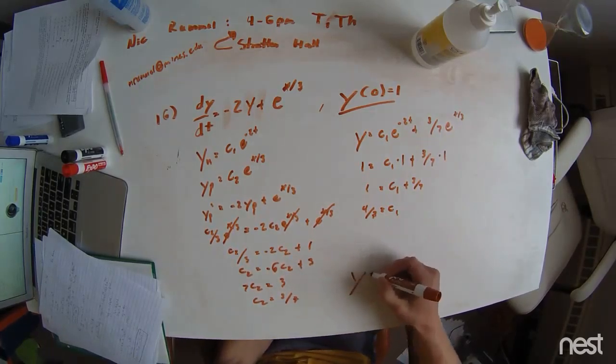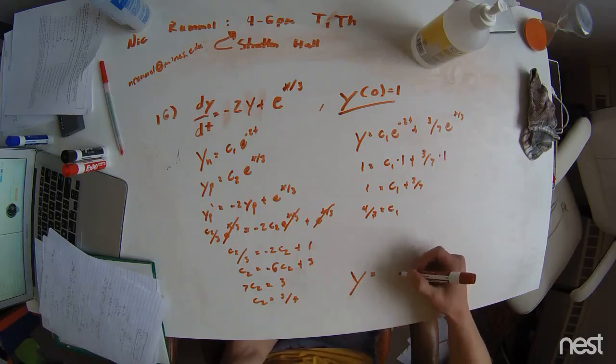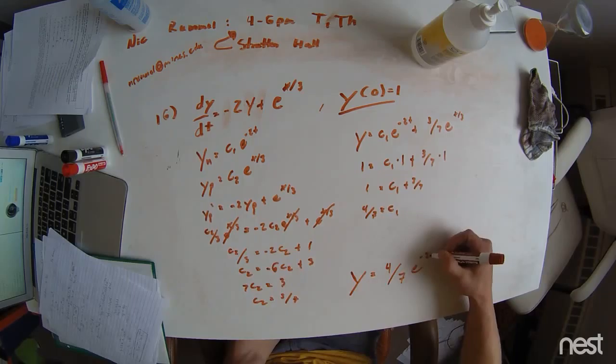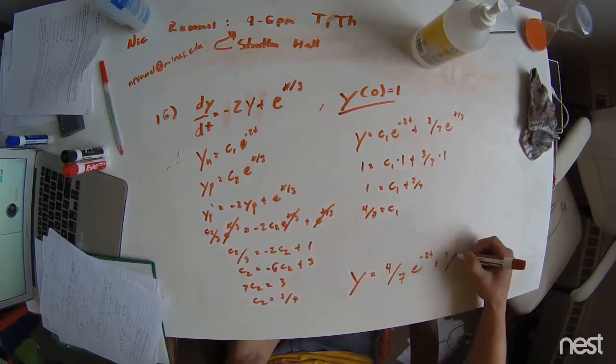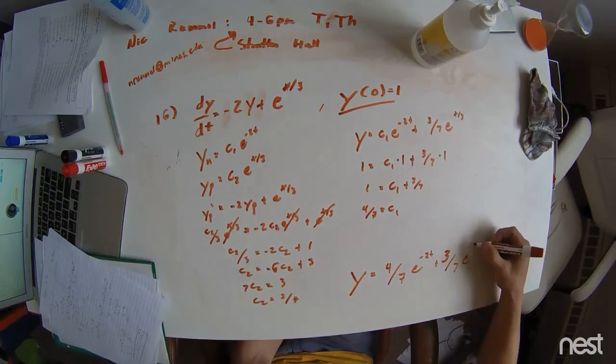Which means your explicit solution is y equals 4 over 7 times e to the negative 2t plus 3/7, that's a 3, I'm sorry, re-read that, e to the t over 3.